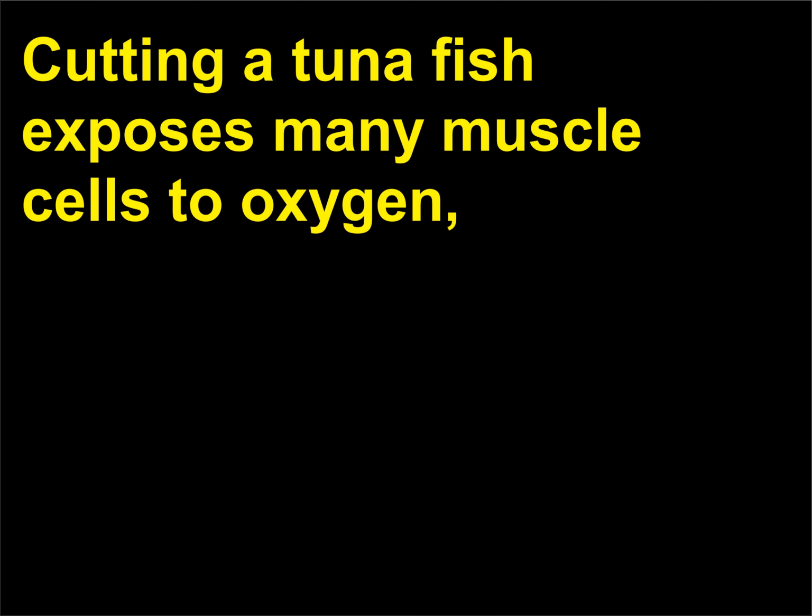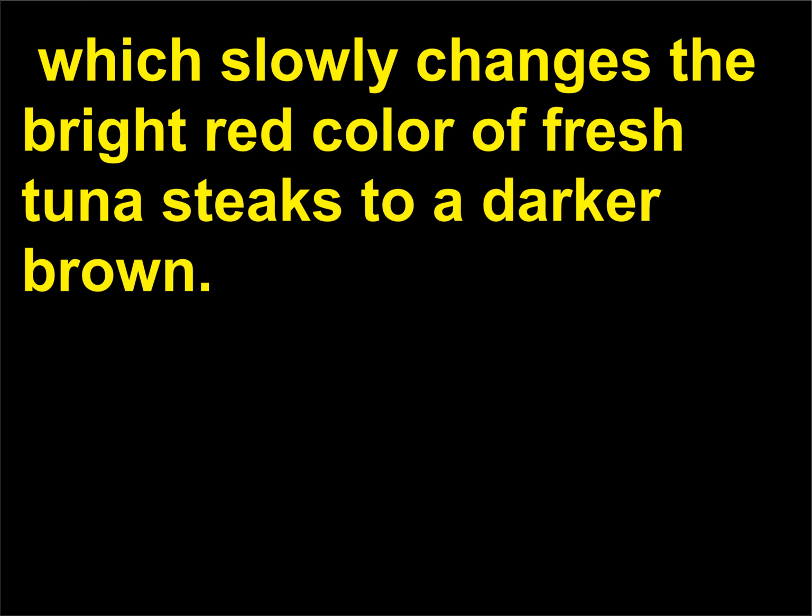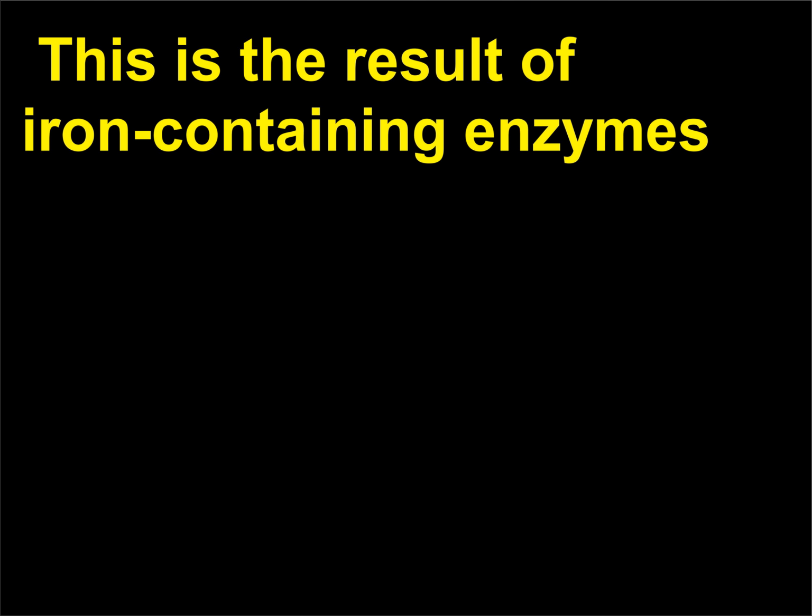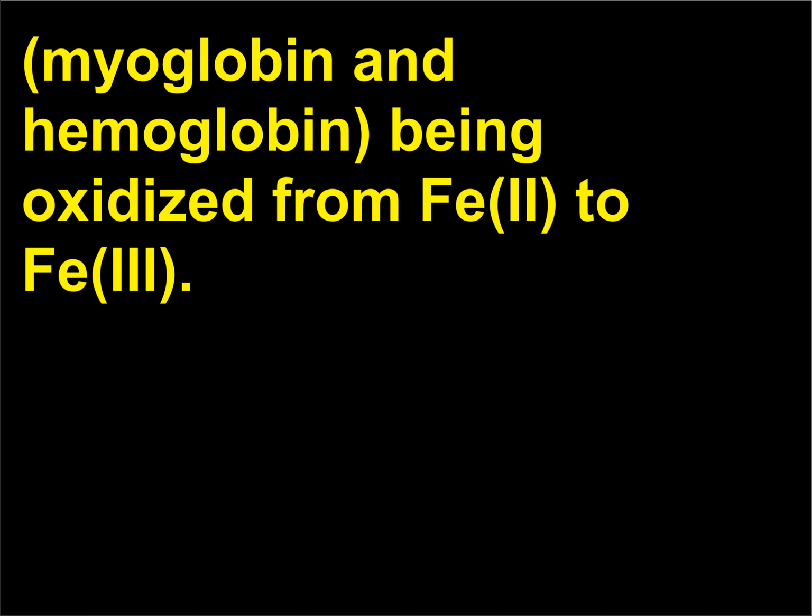Cutting a tuna fish exposes many muscle cells to oxygen, which slowly changes the bright red color of fresh tuna steaks to a darker brown. This is the result of iron-containing enzymes, myoglobin and hemoglobin, being oxidized from Fe2 to Fe3.